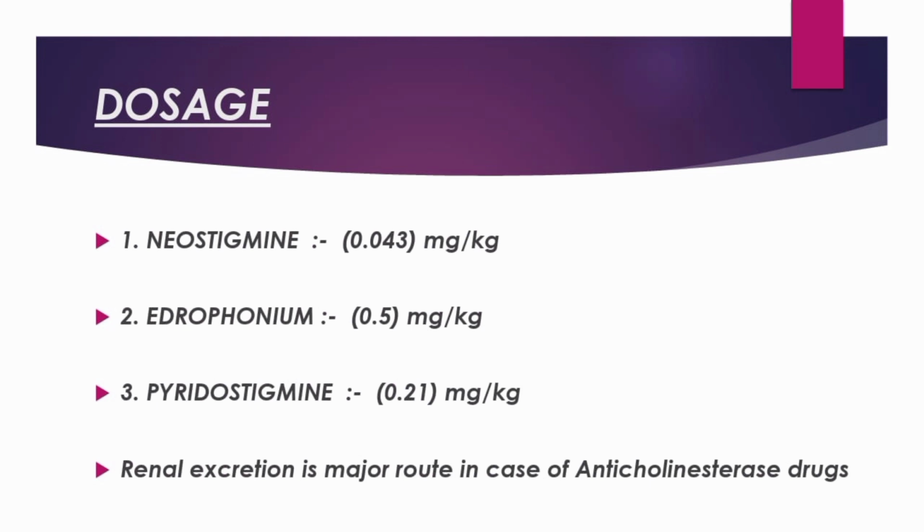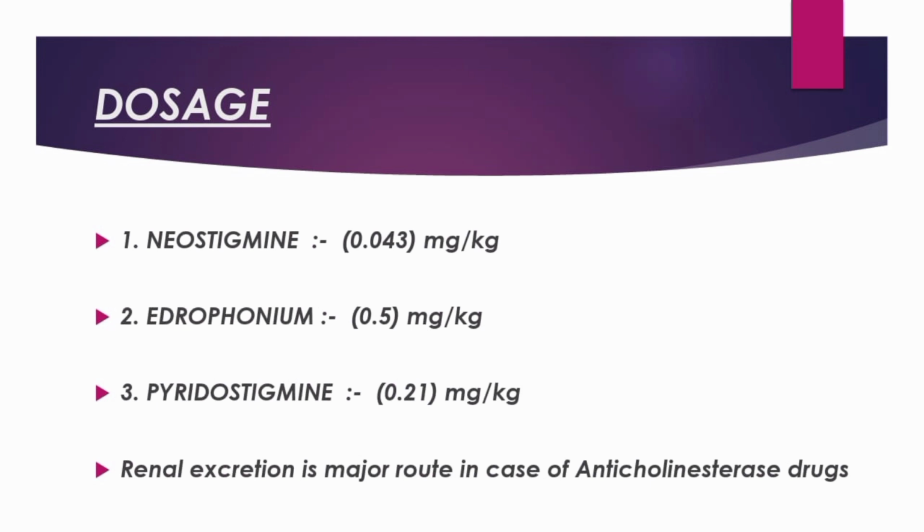Now speaking about the dosage. Neostigmine is given at around 0.043 mg per kg of the body weight. That's the dosage at which neostigmine is given. Then the drug pyridostigmine. The dosage is mentioned over here as 0.21 mg per kg of the body weight. Speaking about Edrophonium, 0.5 mg per kg of the body weight.